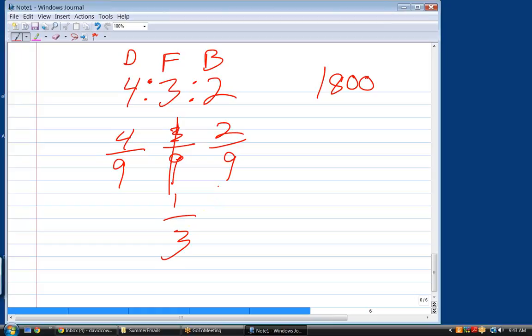What's 3 into 18? In other words, we're going to multiply the total votes times 1/3. Yeah, she got 600 votes. So when you have ratios where there's more than 2 quantities like this, add them up and figure out what piece of the total each person got.